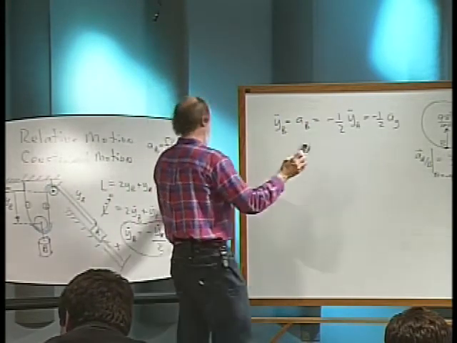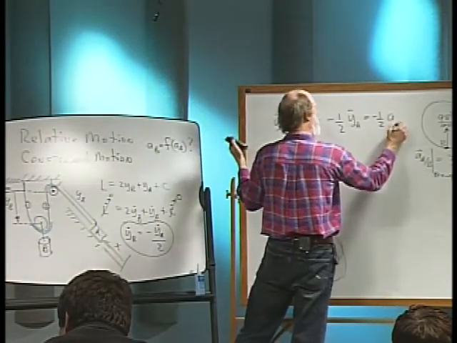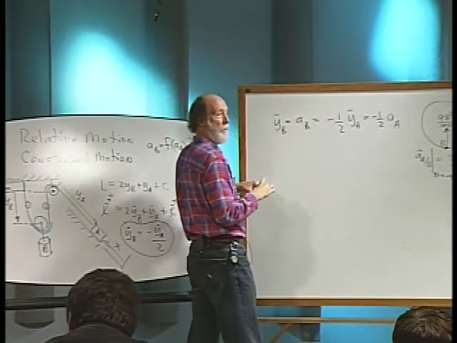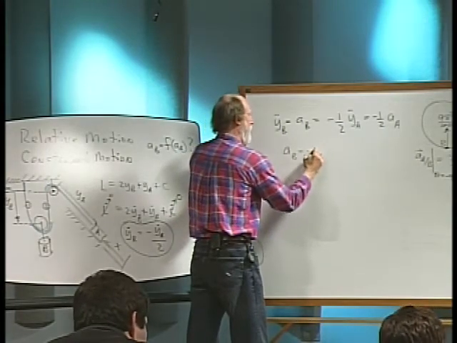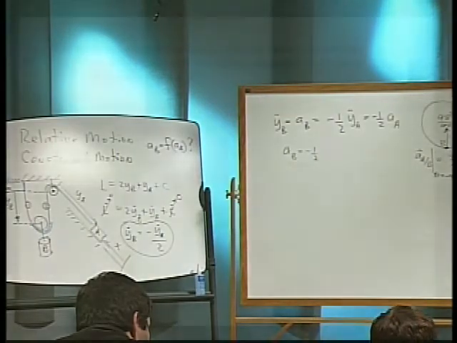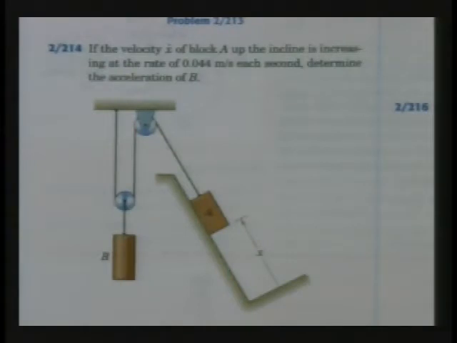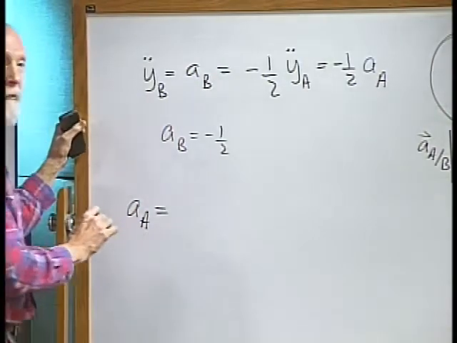I'm sorry, that should be A over here, shouldn't it? Okay. And so then we can put in the values here. So the acceleration of B is minus 1/2, and in the question, you mentioned it: if the velocity of block A is up the incline, increasing at a rate of 0.044. So the acceleration of A is up the incline.